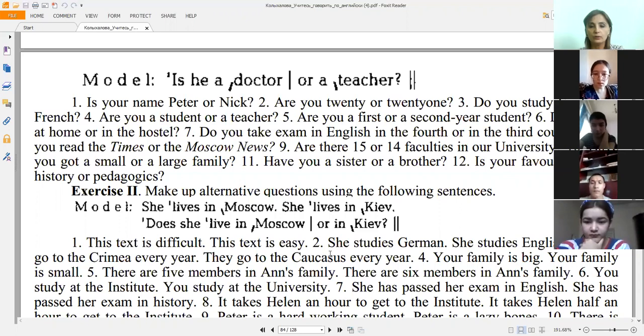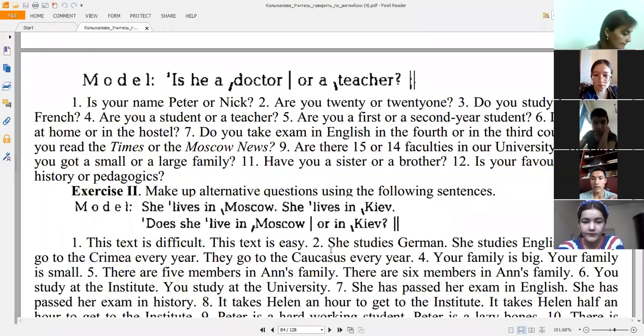And Shahruh, you please read the second example. She studies German. She studies English. And does she study German or English? So you are right in the structure of the alternative question, but as for the intonation of your example, I don't agree with you. Just clarify, please. Let us identify the intonation pattern you used in your example. Repeat it once more. Does she study German?